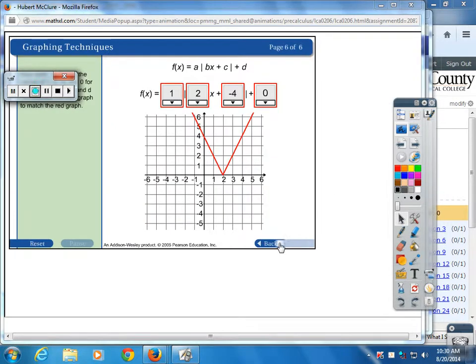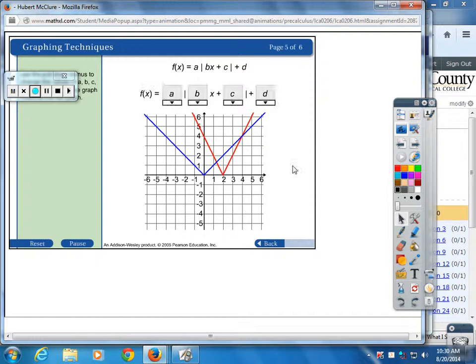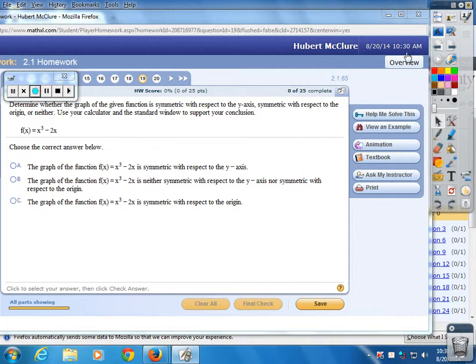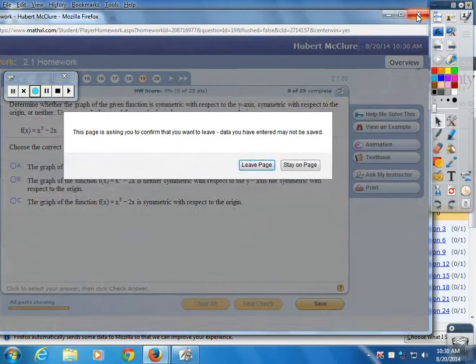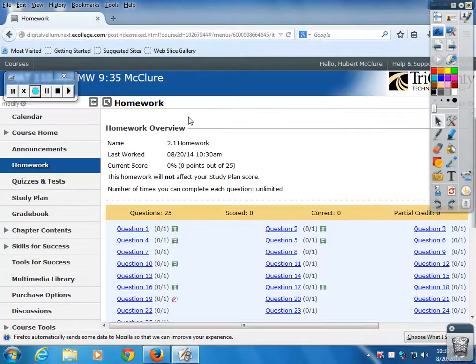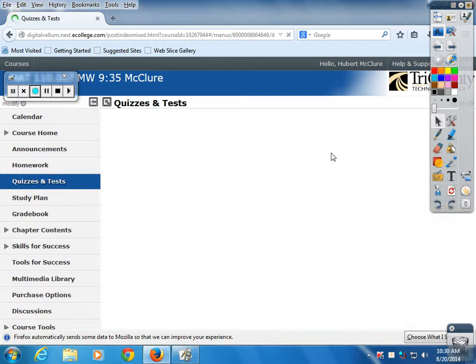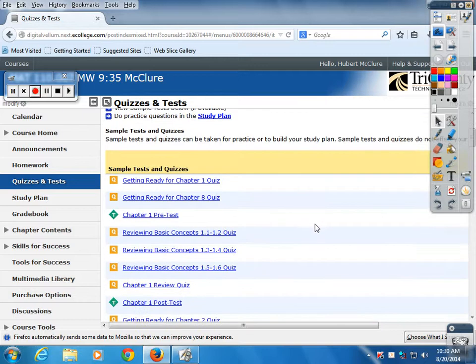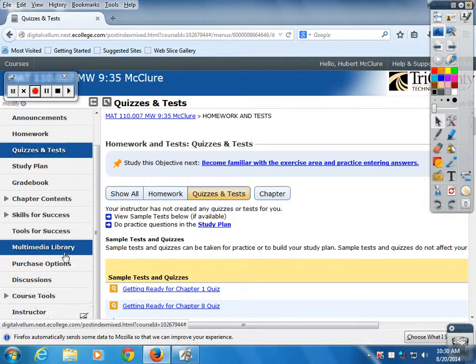Okay, so that's that. Use the pull-down menus. You can go back and forward. Let's get out of that. All right. Now, let's talk about tests. When you go to test, you'll see test here, and you won't see any from me because I haven't assigned any. Now, what will my test look like? Well, I'll show you.